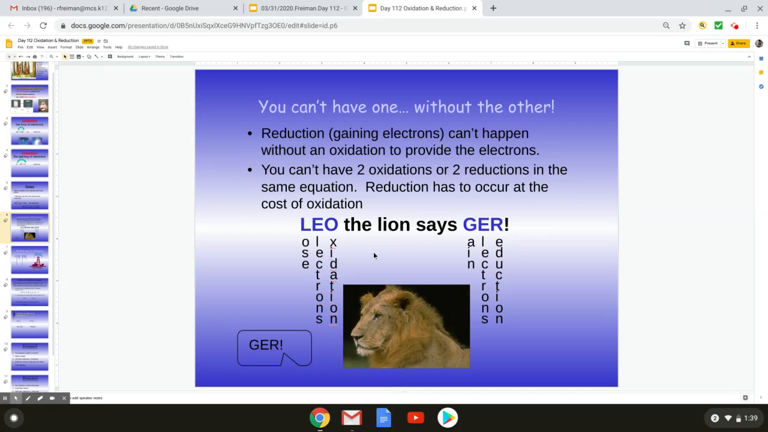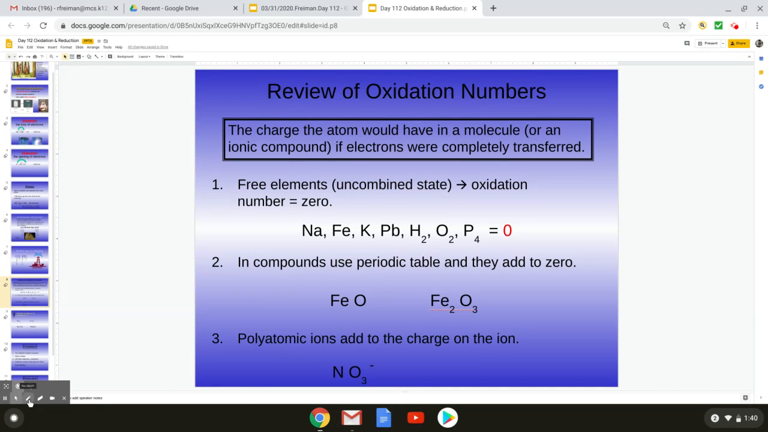What does that stand for? Well, Leo stands for lose electrons oxidation. And grr stands for if you gain electrons, that's reduction. So if you can remember Leo the lion says grr, you'll always remember the thing that loses electrons, that's oxidation. The thing that gains electrons, that's reduction.